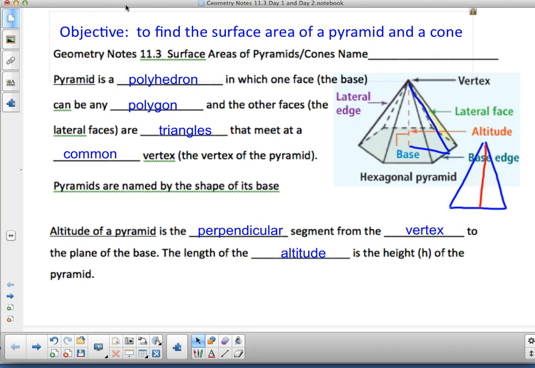The lateral faces make the lateral edge. Okay? A lateral face is a triangular face coming from the base to the vertex. The altitude on the inside is the distance from the midpoint of the polygon base to the vertex. That's its height. Okay. The base edges are the edges of the base shape. And in this one, the base shape is a hexagon, so it's a hexagonal pyramid.